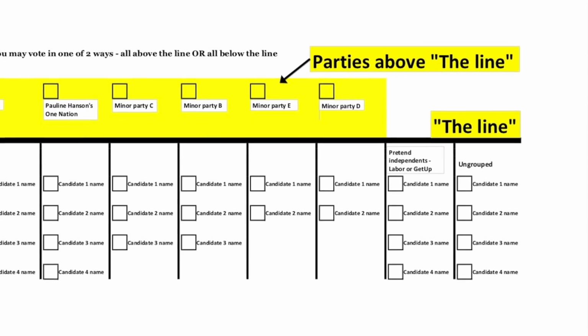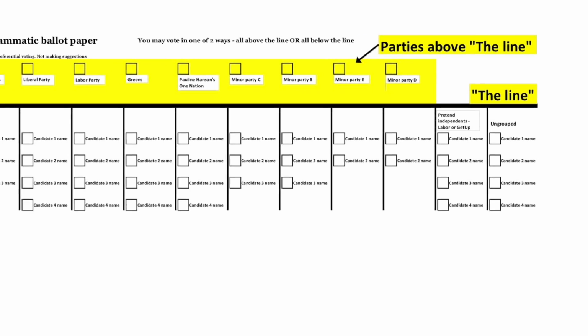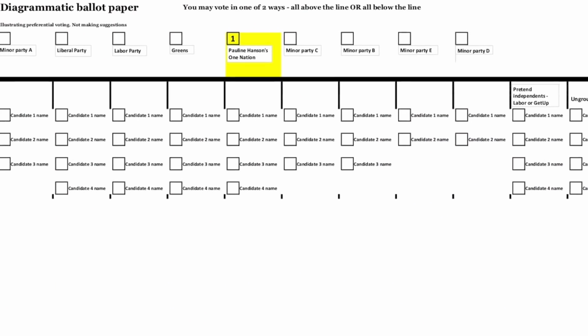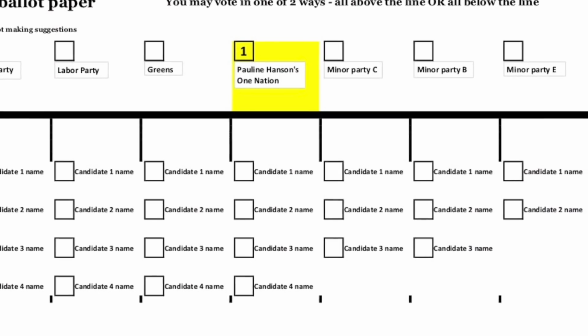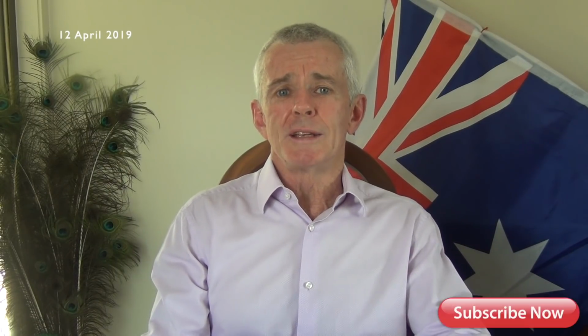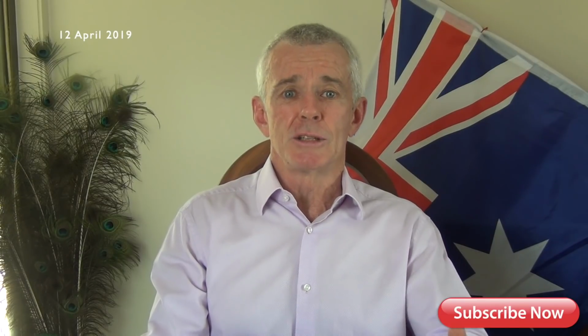Firstly, let's look at above the line, where there is a list of parties and a single box for each party. Write the number 1 in the box next to the party that is your first choice, the party that you trust to best represent you on the floor of the Senate as your voice in Parliament. You prefer them first, so write number 1. That's how the term preferences arose, by the way, the order in which you, the voter, prefer the candidates, your preference. Then, in case your number 1 doesn't get enough votes to get up and be elected, your vote will flow to your number 2.